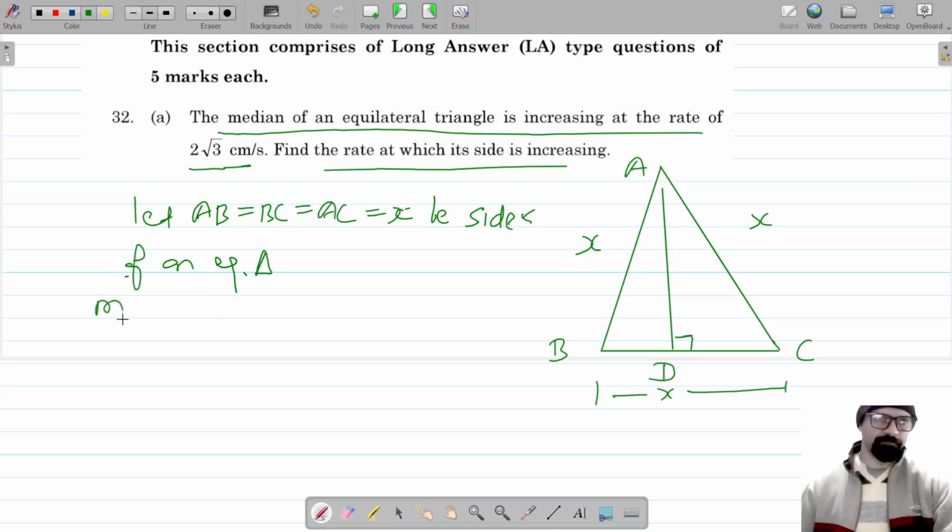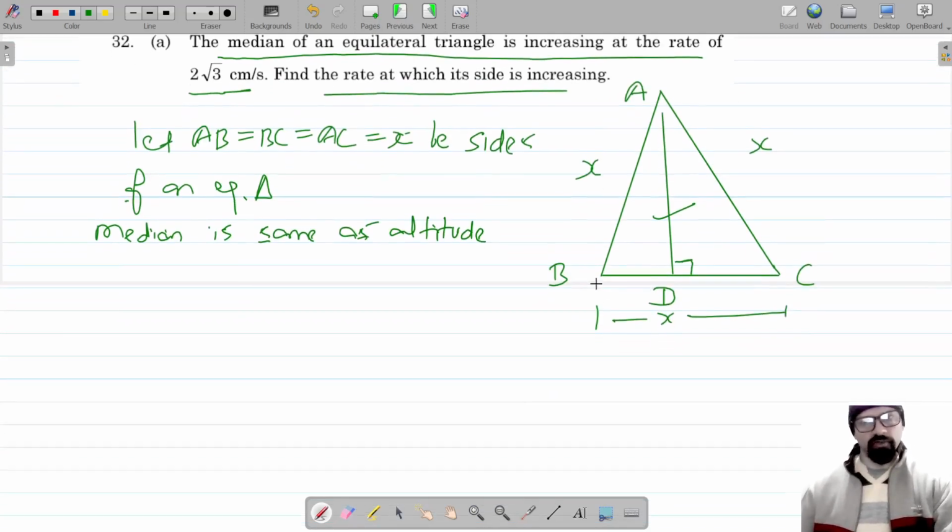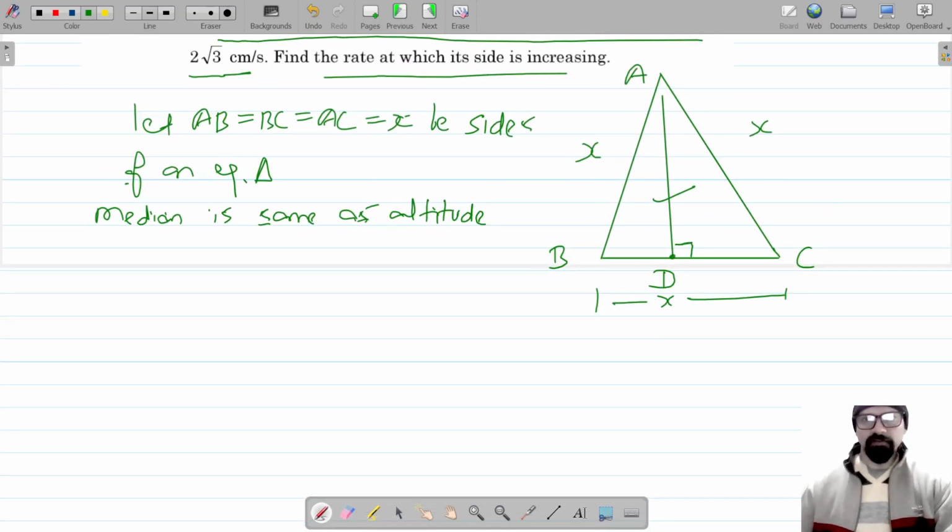Okay, now median is same as altitude. So this is, जो median है वही equilateral triangle में altitude भी है. So that means AD is perpendicular to BC, and now ADC is a right angle triangle.